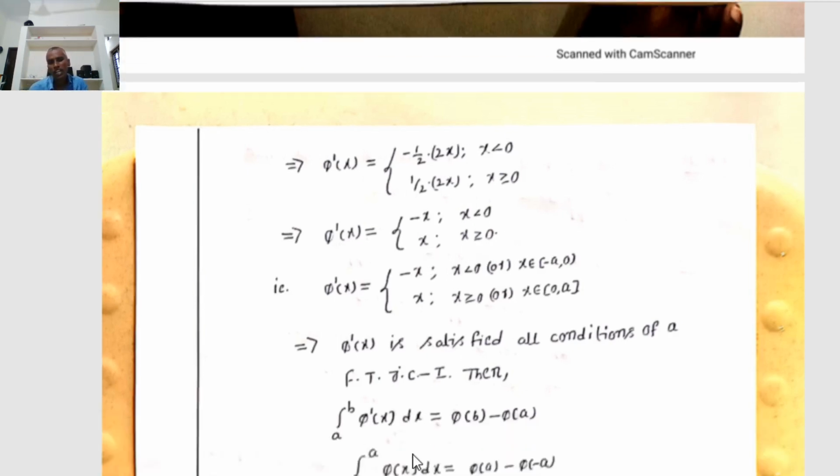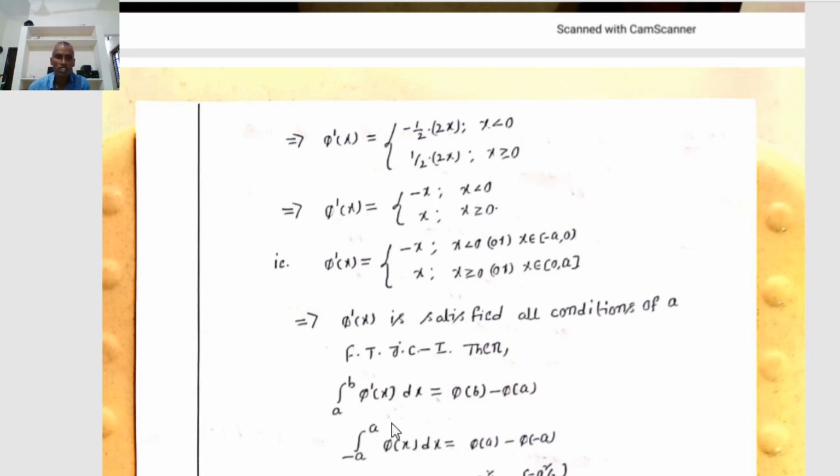Where we have to find out the integral value from minus a to a. That is, phi dash of x equals minus x such that x less than 0, or x belongs to the closed interval minus a comma open interval 0. And second one, phi dash of x equals x such that x greater than or equal to 0, or x belongs to the closed interval 0 comma a.